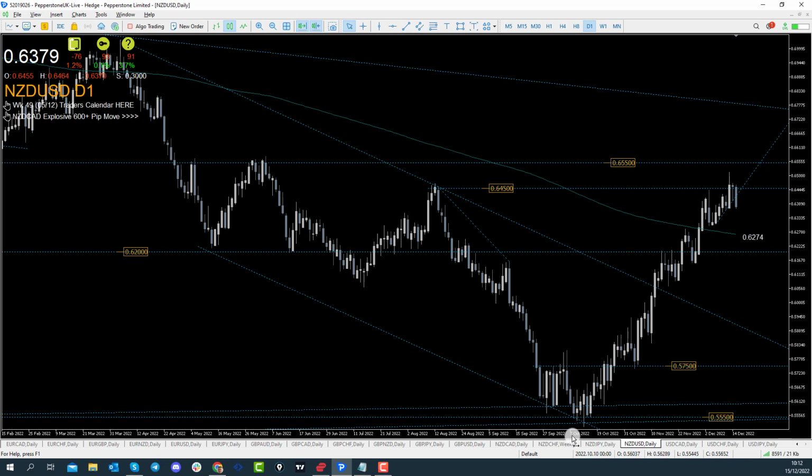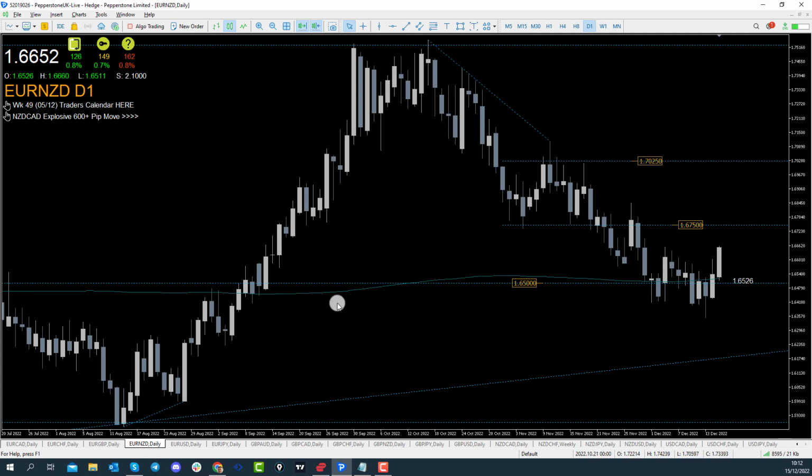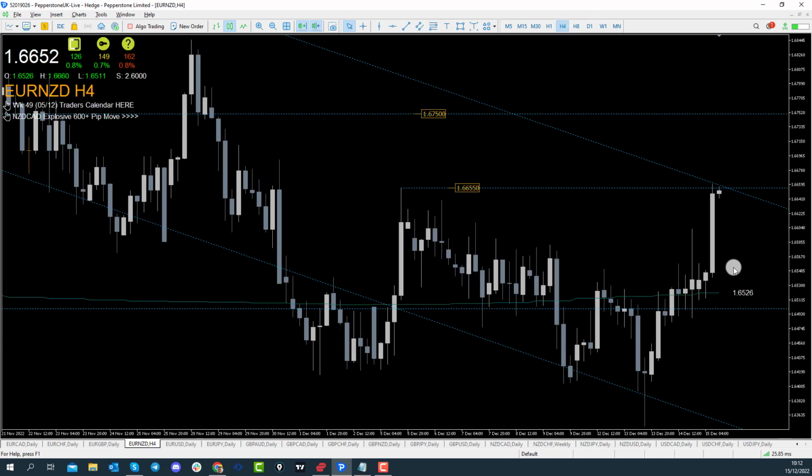Now, just going to highlight back over to Euro Kiwi just because there is some news coming out today. We do have the ECB rate decision today, so if we were to see some volatility in this market, then we could expect price to either continue up to the 167.50 handle, or, like I said, give you that pullback down within the channel today. So be aware that this market may be quite volatile going into this afternoon.